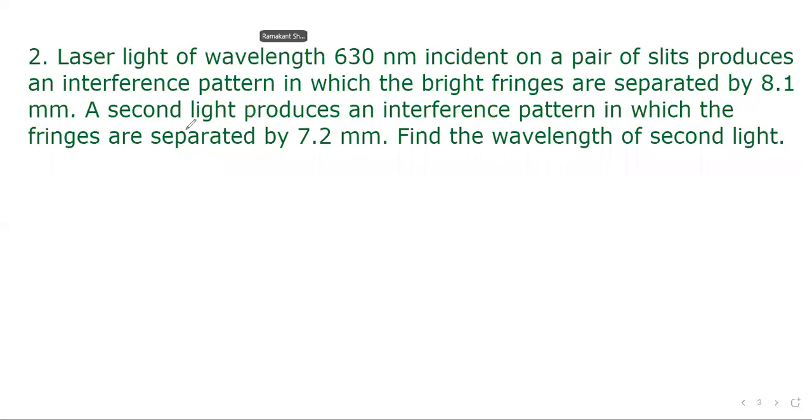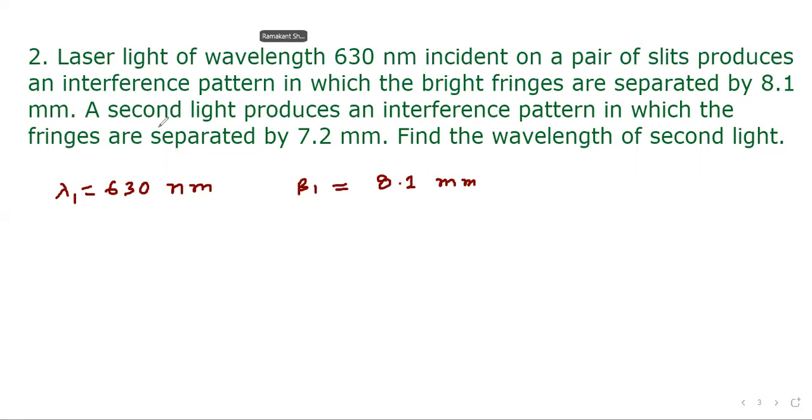Next question. Laser light of wavelength 630 nanometer. Here, lambda equal to 630 nanometer, incident on a pair of slits, produces an interference pattern in which the bright fringes are separated by 8.1 millimeter. So here, beta 1 is given as 8.1 millimeter. So let's write this wavelength as lambda 1 because two wavelengths are given and two fringe widths are also given.